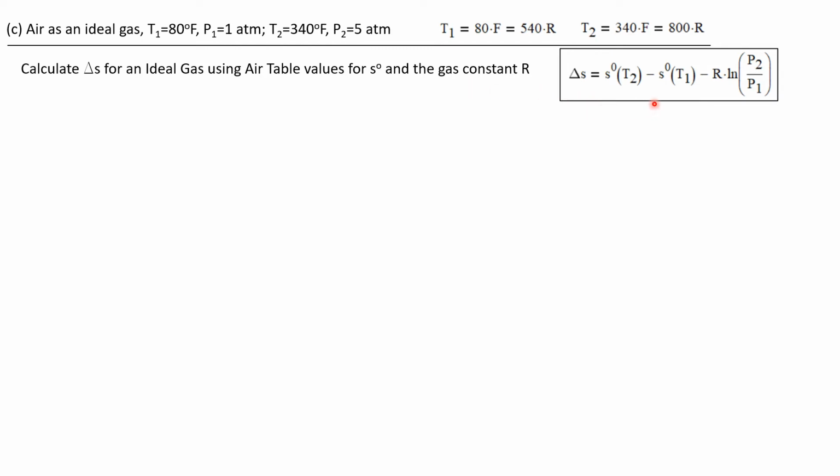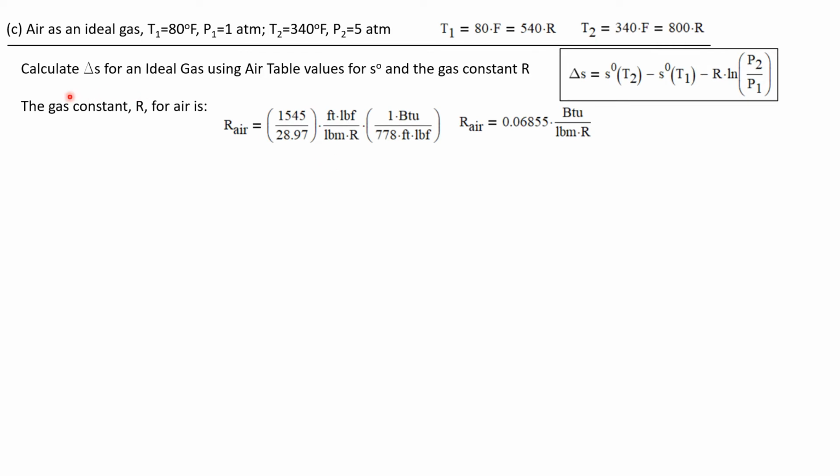And this is the equation that we use. Delta S is S naught at temperature T2 minus S naught at temperature T1, that quantity minus the gas constant times the natural log of P2 over P1. So let's see how this works.